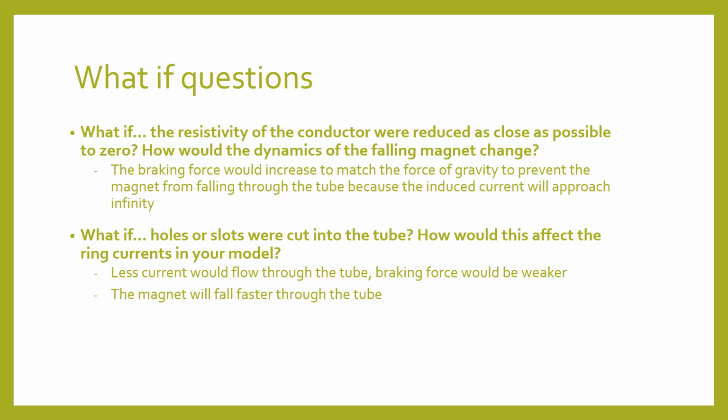If the resistivity of the conductor was reduced as close as possible to zero, what would be the change in the dynamics of the falling magnet? What would happen is that the braking force would increase, matching the force of gravity, and then preventing the magnet from falling through the tube because the induced current would be approaching infinity.